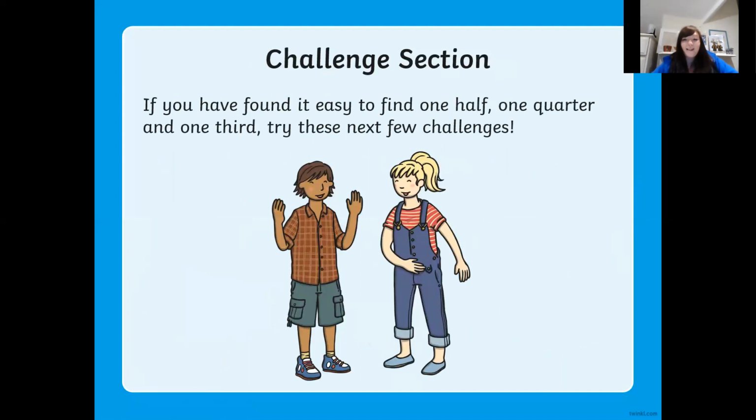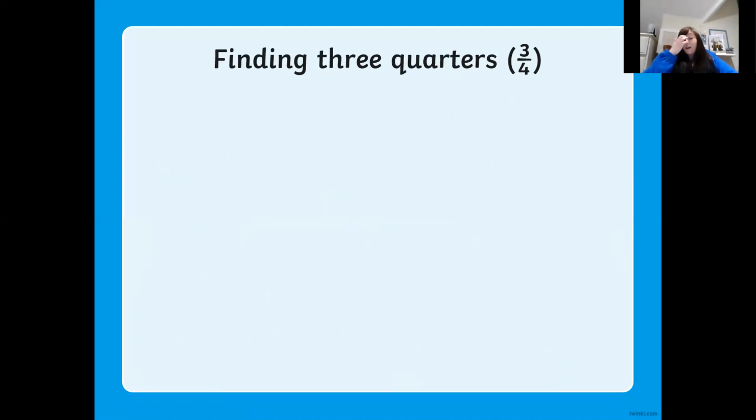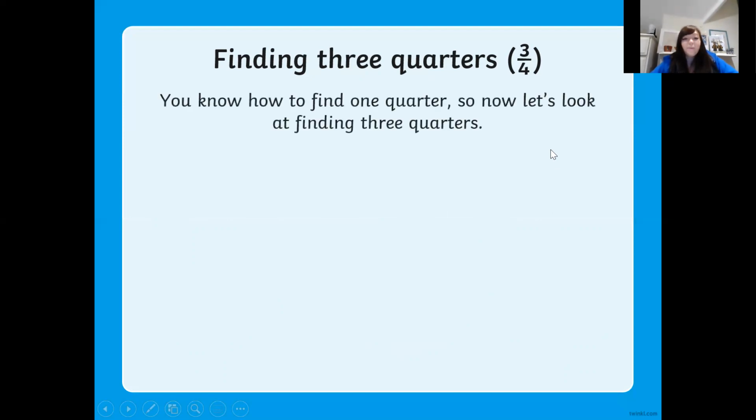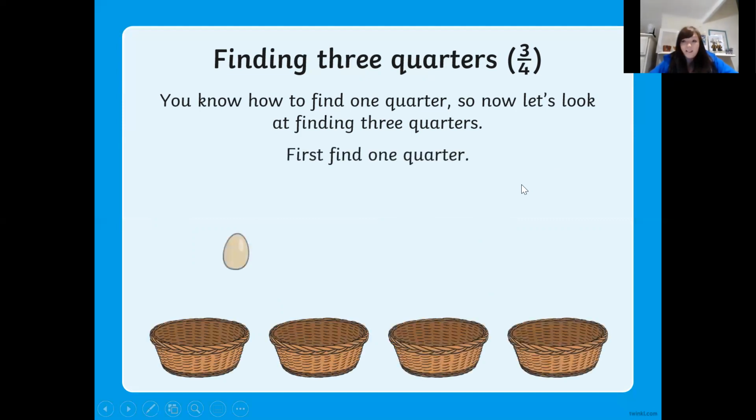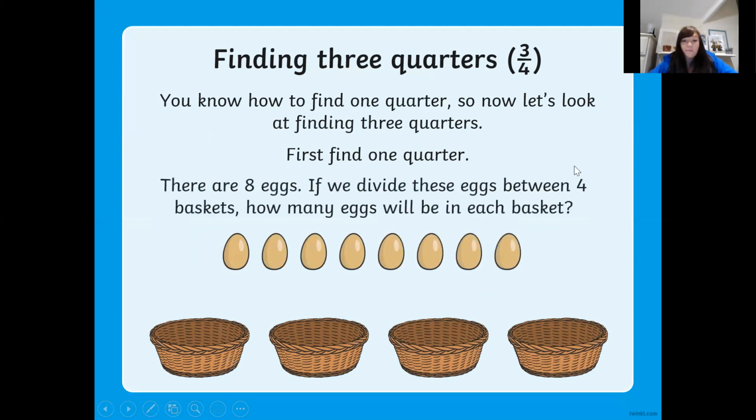Okay, so we're going to look at finding more than one fraction. So more than 1/4, more than 1/3, more than 1/2. We're going to look at finding 3/4 of a number. So you know how to find out 1/4. So now we're going to look at how to find 3/4. The first thing you need to do is still find 1/4 of the number.